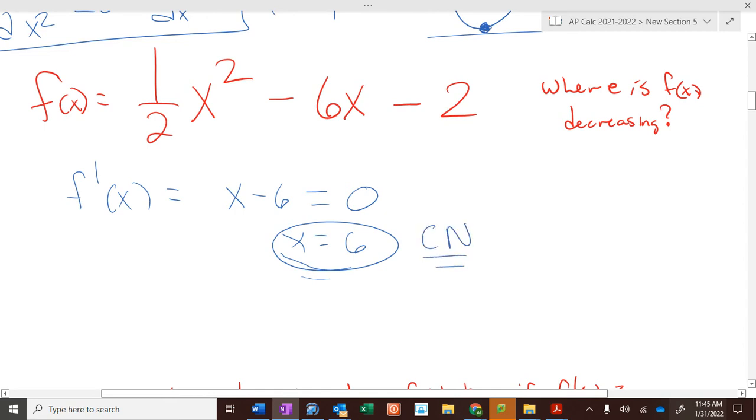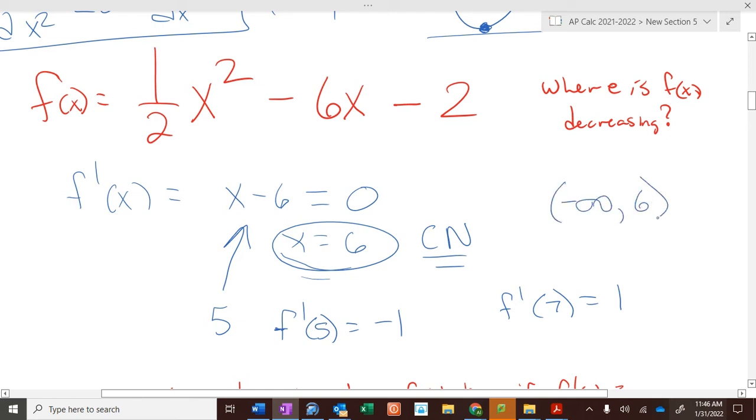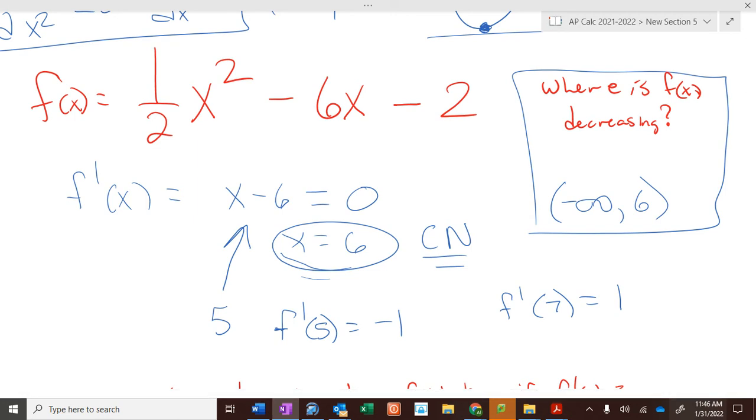It's a critical number. Now, that doesn't tell where we're increasing or decreasing. So how do we tell where it's increasing or decreasing? We look at numbers on each side of it. Very good, Bella. So if we put 5 into the first derivative, we get negative 1. If we put in 7, we get 1. So from negative infinity to 6, it's decreasing. And then from 6 on, it has positive slope.